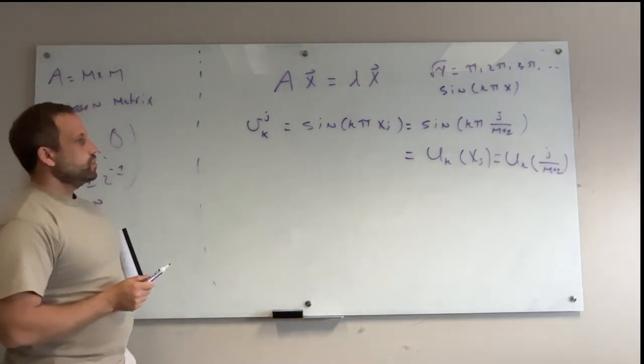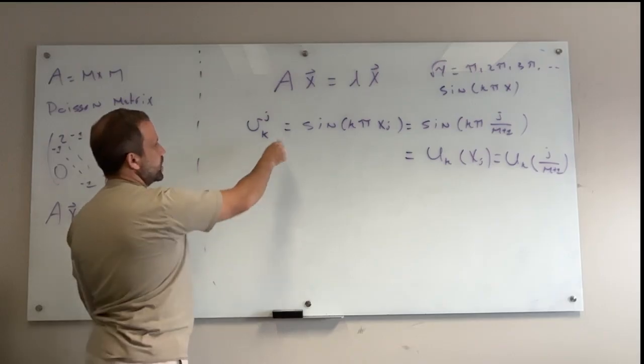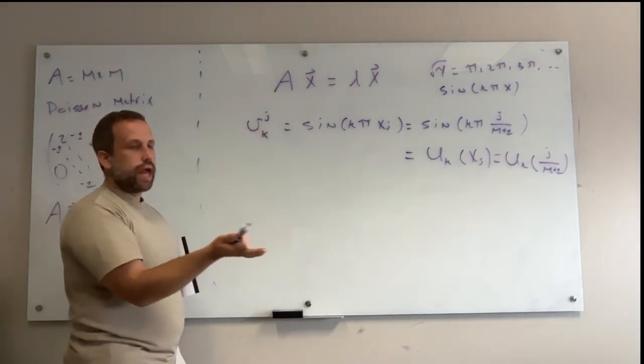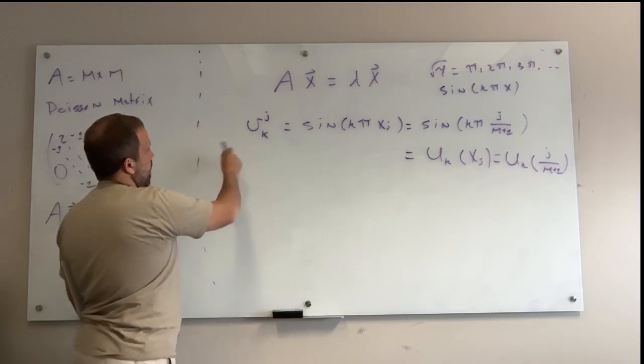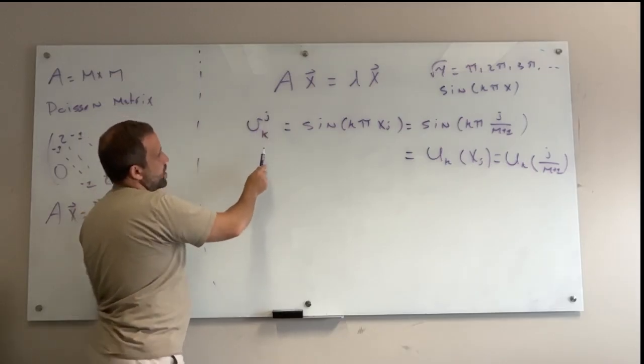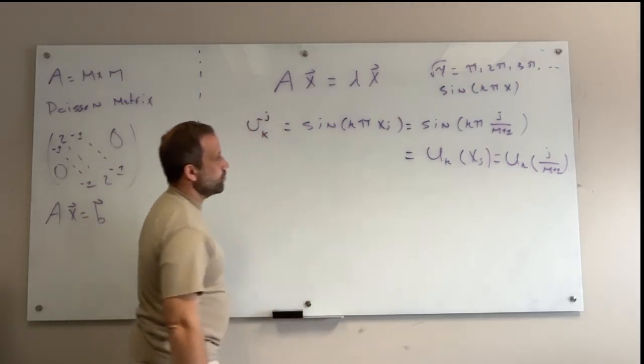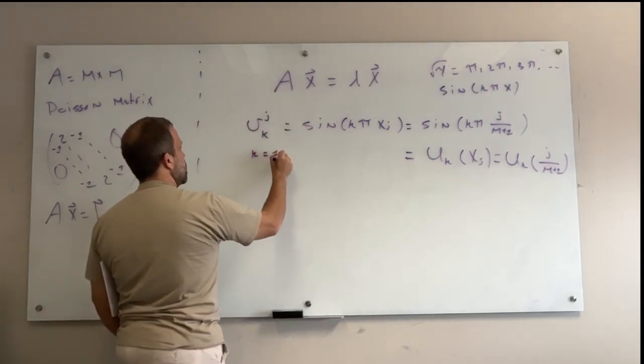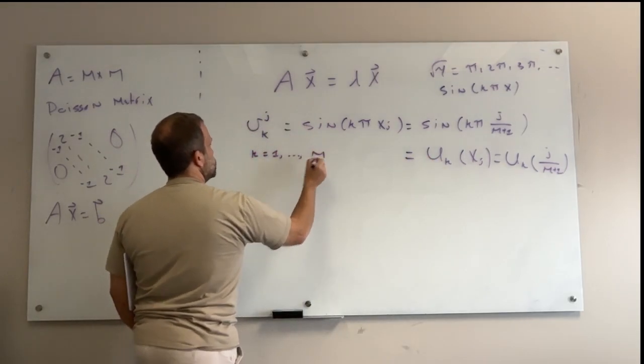Okay, so now for the eigenvectors, we're going to have different eigenvectors. This is my claim. I haven't proven this yet, okay? My claim is that the jth entry of the kth eigenvector is going to be given by this formula here. And this is going to be for k equals 1 up to m.